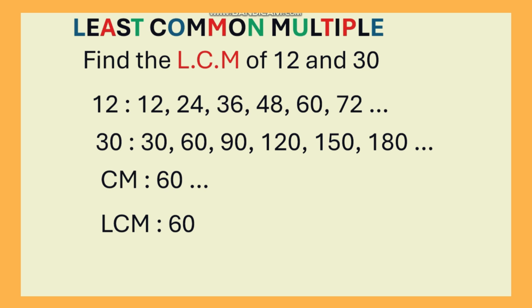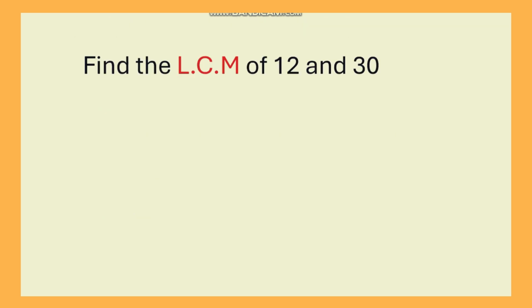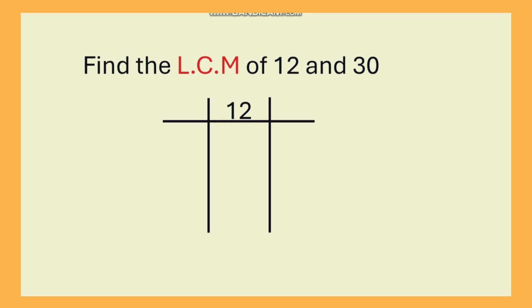And so let's look at the ladder method. In the ladder method, you are going to have a ladder like this, and then you place your numbers this way, 12 and 30. Here we'll be using prime numbers to divide the numbers we are concentrating on, which are 12 and 30.